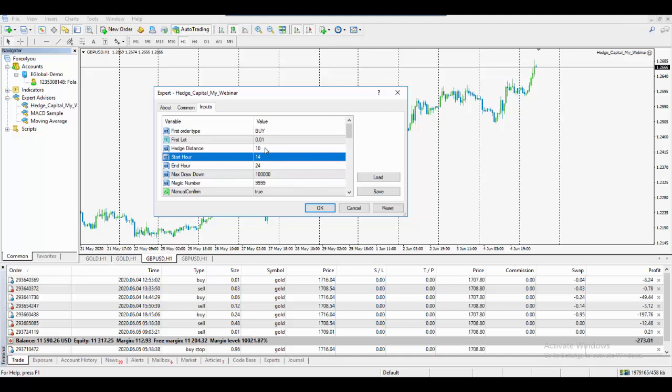Then, if you look at the hedging distance, we put something here, 10. What is the meaning of this 10? I'm going to explain it when I'm talking about the software itself. You understand what I'm saying?